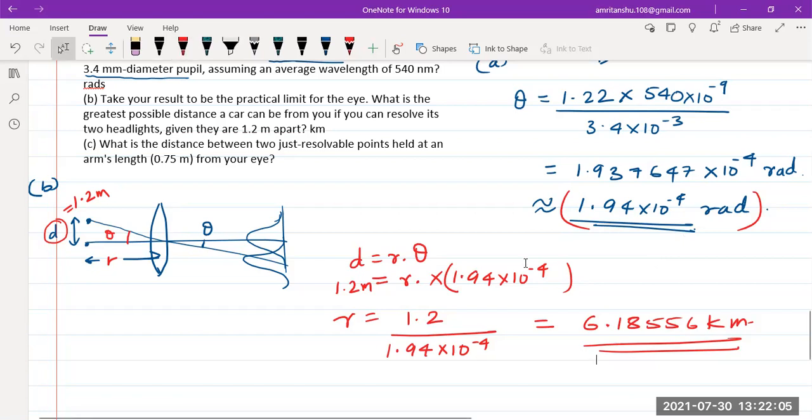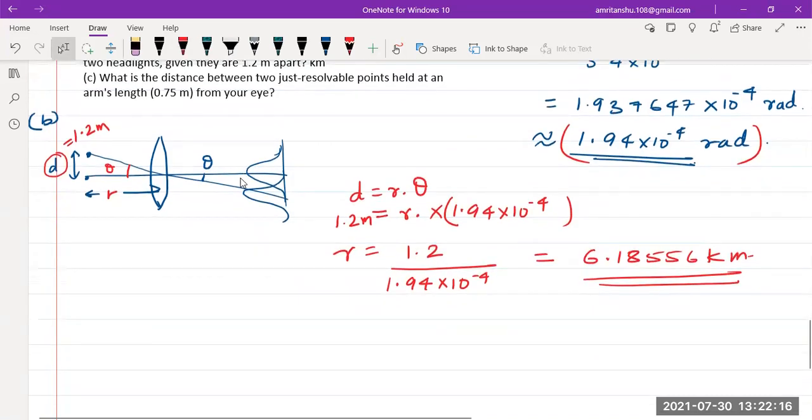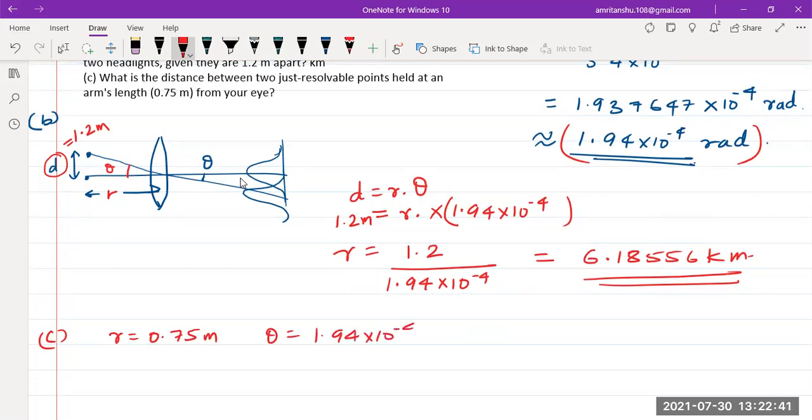Now let's see the C part, also very interesting. What is the distance between two just resolvable points held at an arm's length, 0.75 meters, from your eye? So here they have given you this r, and they're asking you this d. Now this is a very simple question. Here r is given to you as 0.75 meters. Theta is approximately 1.94 into 10 raised to minus 4 radians. And here you can very easily calculate d.